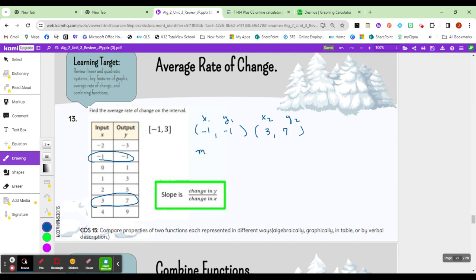Then all I have to do is work the slope formula. I don't have any fractions, which makes my life so much easier. It's going to be 7 minus -1 over 3 minus -1. That's going to give me 8 over 4, which gives me 2.